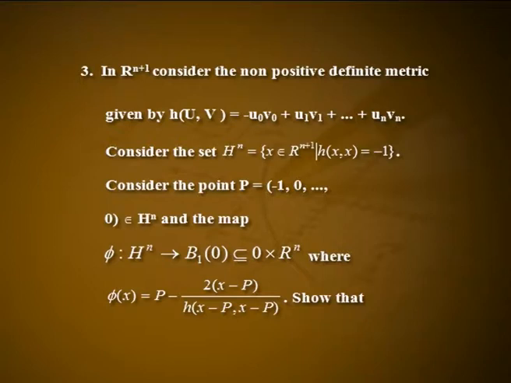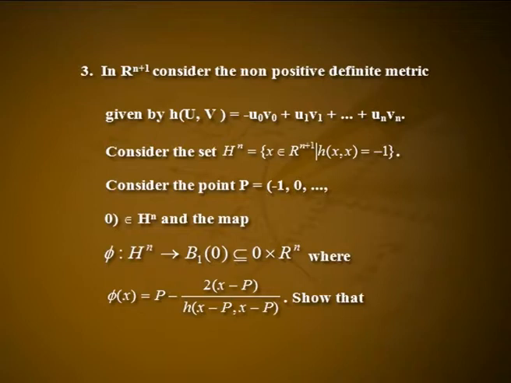Third one, in R^(n+1), consider the non-positive definite metric given by h(u,v) equal to minus u0 v0 plus u1 v1 plus etc. plus un vn. Consider the set Hn, which is equal to the set of all x element of R^(n+1) such that h(x,x) is equal to minus 1. Consider the point p equal to (minus 1, 0, 0, etc.